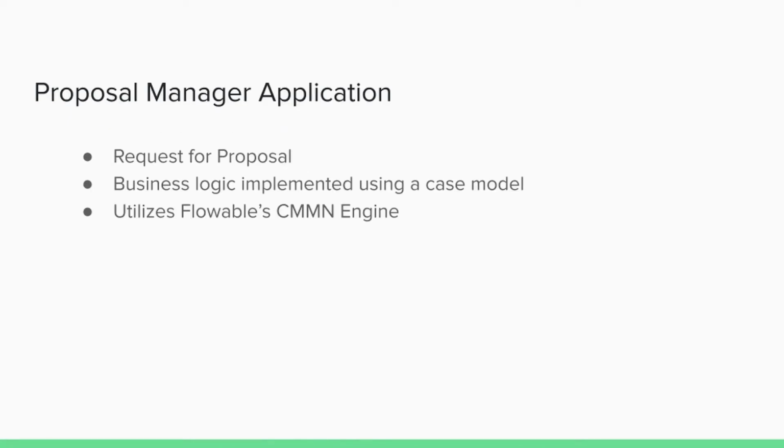made. The application that we will be designing we are going to call Proposal Manager. It will automate a company's process of creating and reviewing a proposal in response to a request for proposal, or RFP. As you'll see in the coming tutorials, this application will make use of many of Flowable's features. To model this application, we will be using a case model which will enable us to implement complex business logic using Flowable Enterprise's CMMN engine.